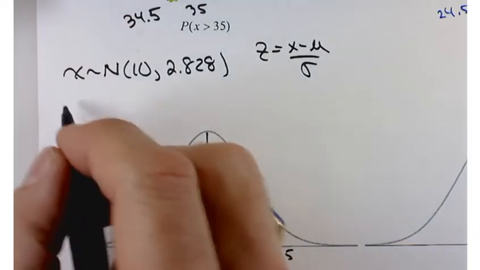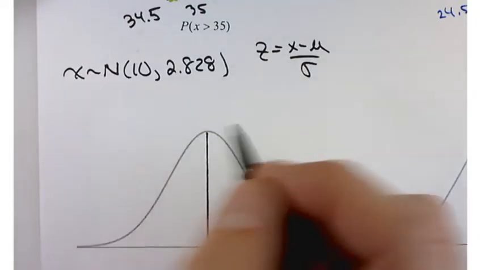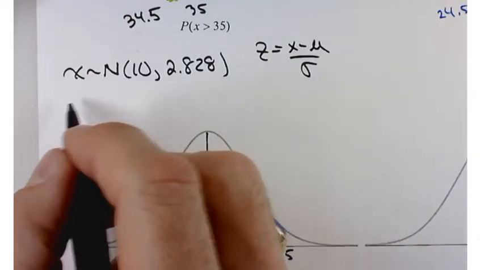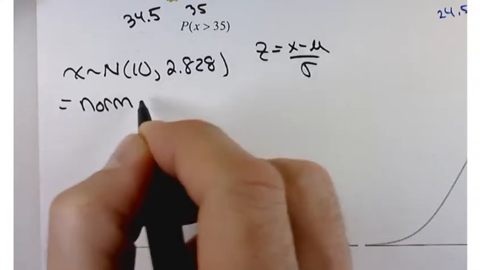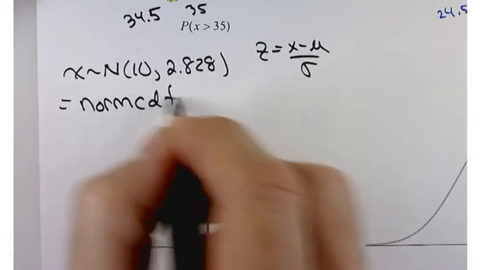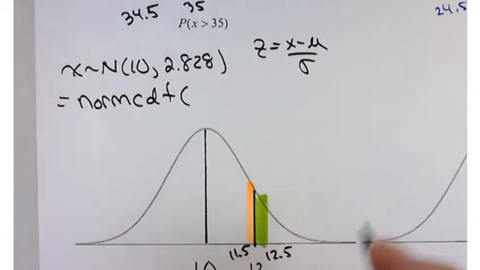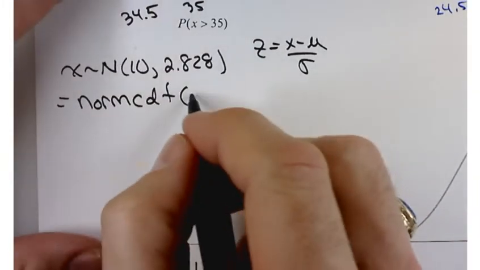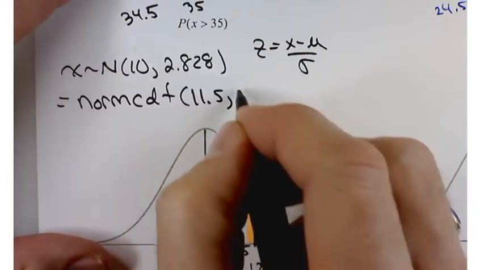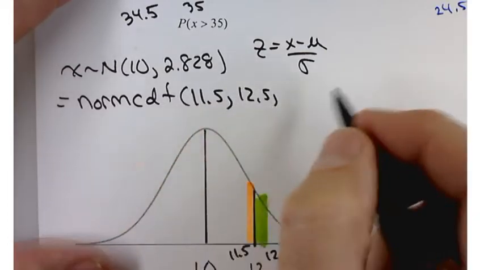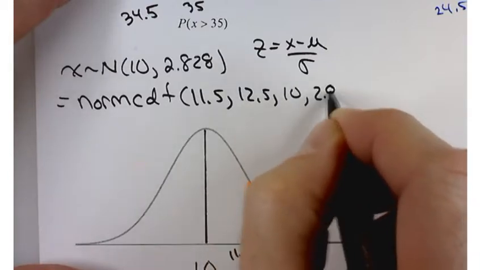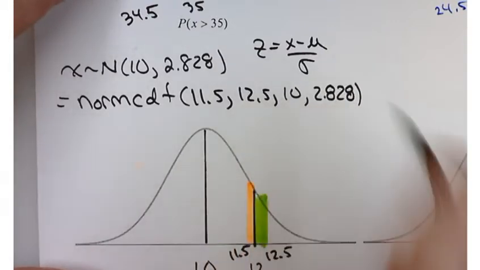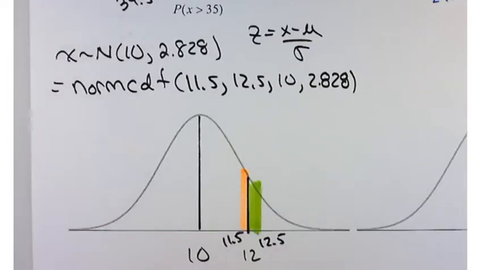On a graphing calculator, that's going to be the easiest. It's going to be normalcdf of the lower, which is 11.5, and then the upper, which is 12.5, and then the mean, which is 10, and standard deviation of 2.828. So that's going to be the easiest one.